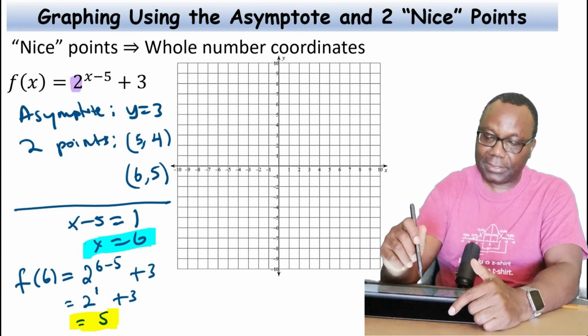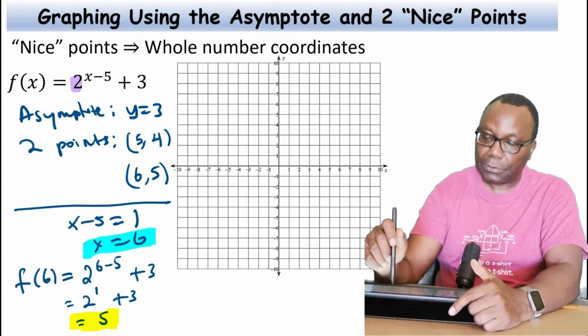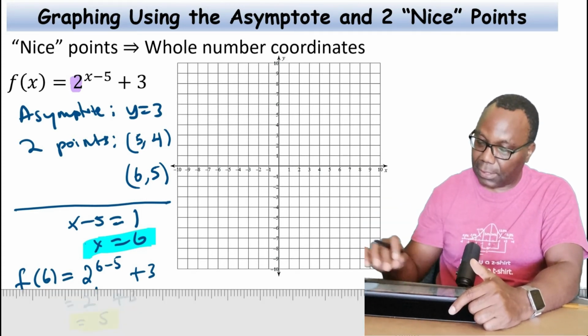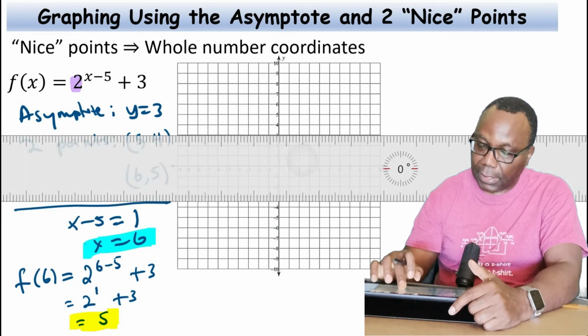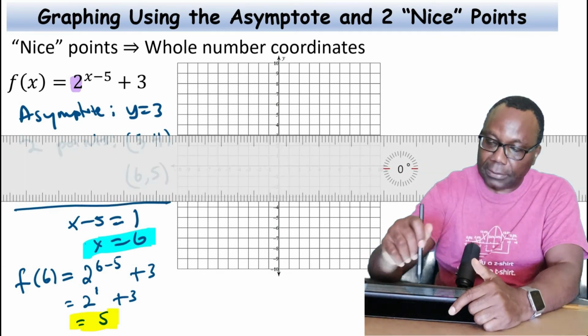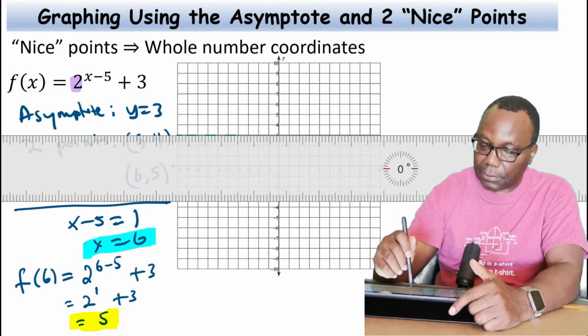So let's go ahead and sketch the graph now. I need to draw the asymptote first. y equals 3. Let me use my ruler to help me draw it. y equals 3 is the asymptote. I draw it. All right, let's use green to draw it. Okay, asymptote.